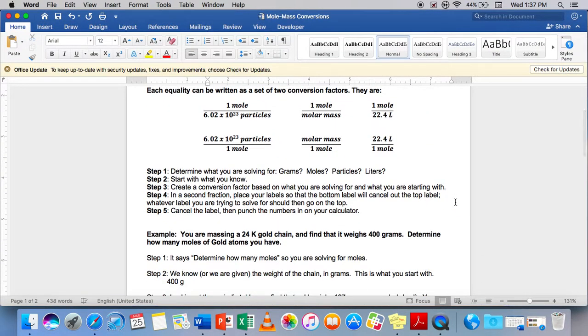So there is a general method of solving these problems, and you can see the steps there below. Okay, first thing you want to do is determine what are you solving for. Is it asking for grams, moles, particles, atoms, liters? Okay, always start with what you know. Start with the number that is given to you. Create a conversion factor based on what you are solving for and what you are starting with.